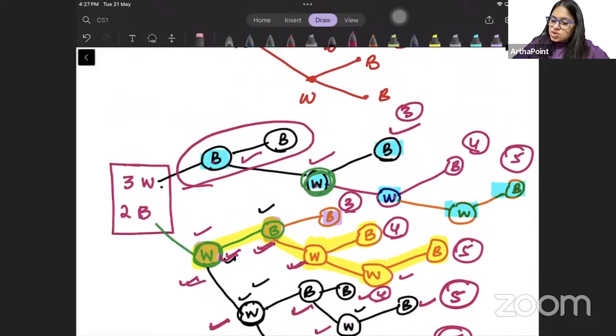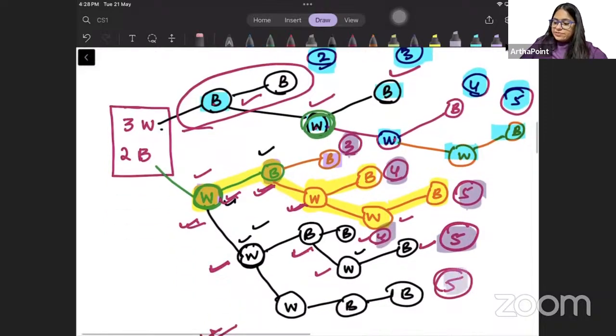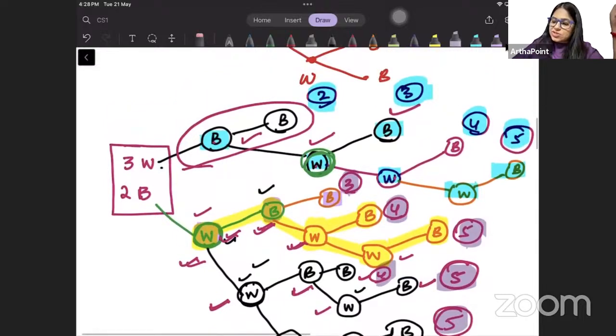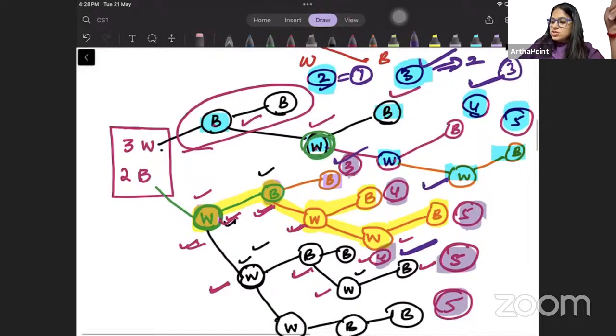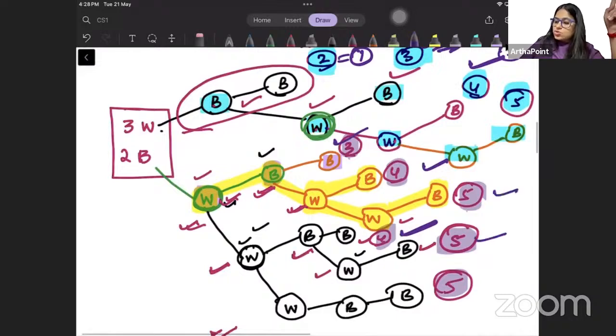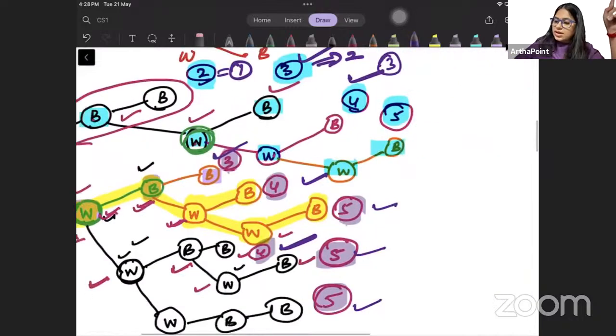The frequencies are 2, 3, 4, 5, 4, 3, 5, 4, 5, and 5. So how much is the frequency of 3? 1, 2. Right? How much is the frequency of 2? Just 1. How much is the frequency of 4? 1, 2, 3. And how much is the frequency of 5? 1, 2, 3, and 4.